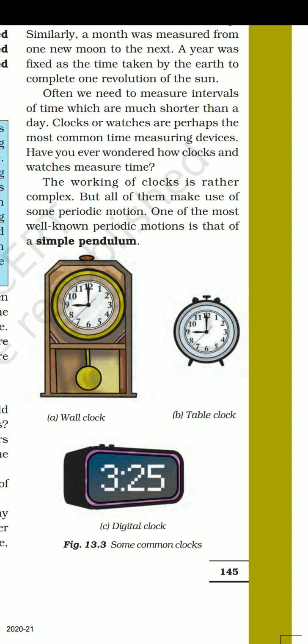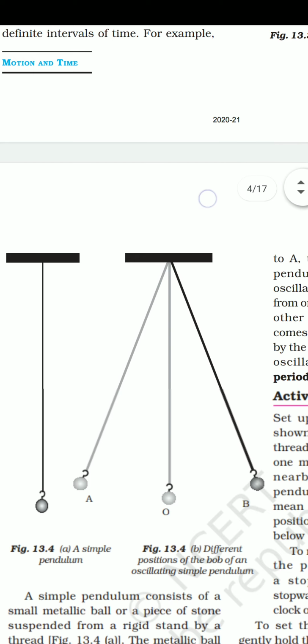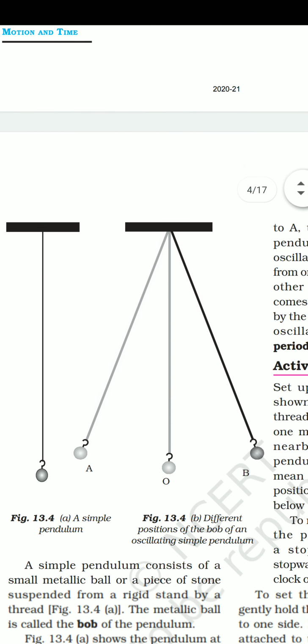First of all, just see this figure of a wall clock, then a table clock, and then this is a digital clock. These are some common clocks from which we can see the time. Now let's see the simple pendulum. Students, this is a simple pendulum.